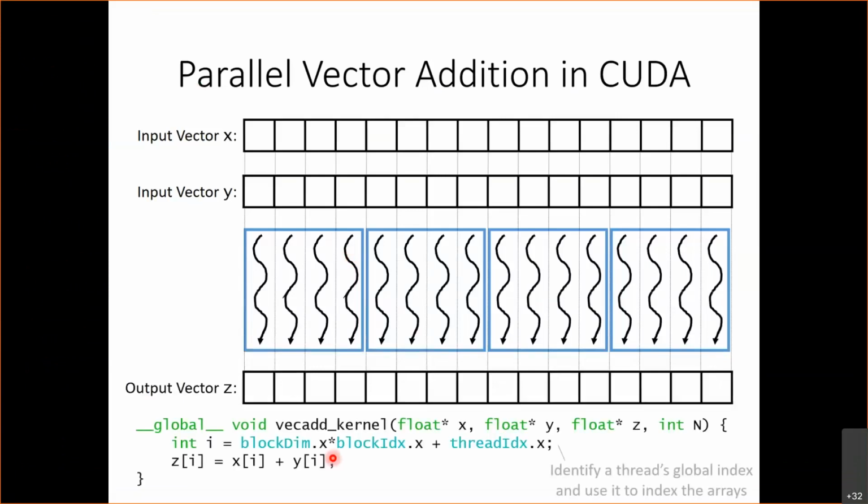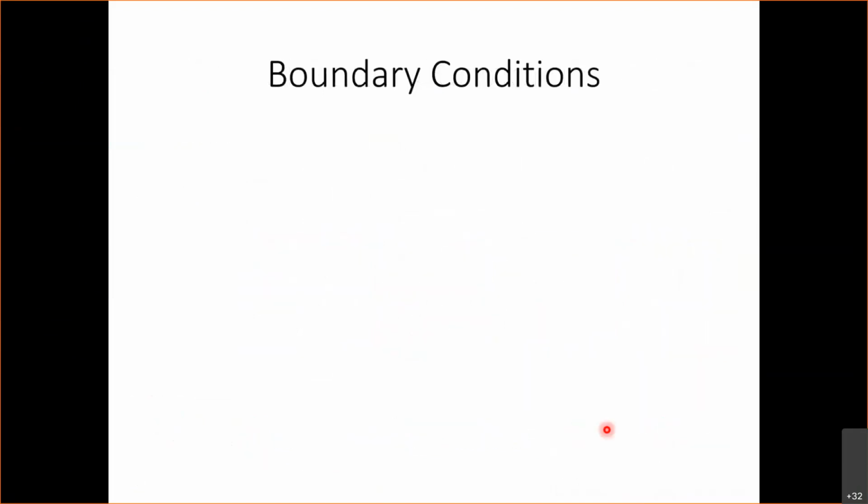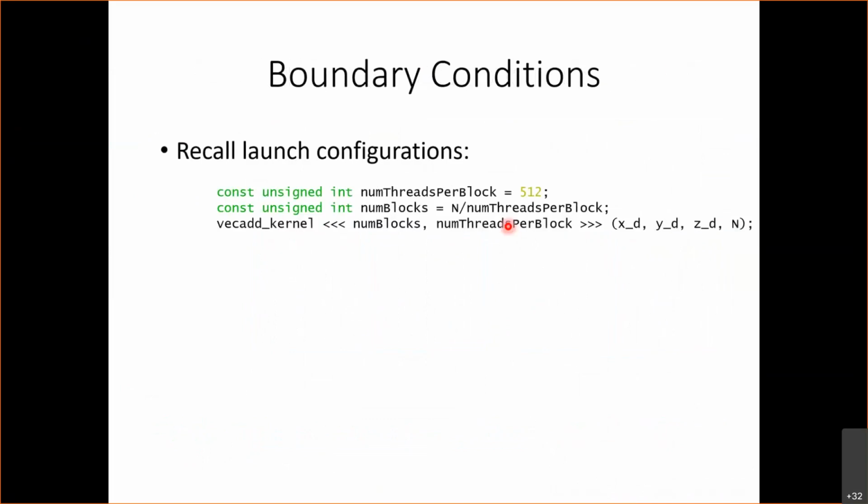This is the kernel code that we just wrote, and the key thing here is that we have this expression blockDim.x times blockIdx.x plus threadIdx.x in order to identify the thread's global index. Now, some of you have been mentioning this n divided by 512, and some of you did not like that, which is a good observation. If you remember, the way we got n threads is by having 512 threads per block and then doing n divided by 512.